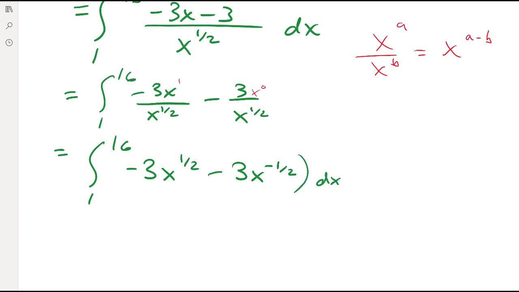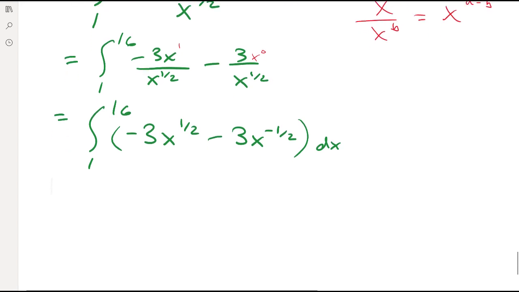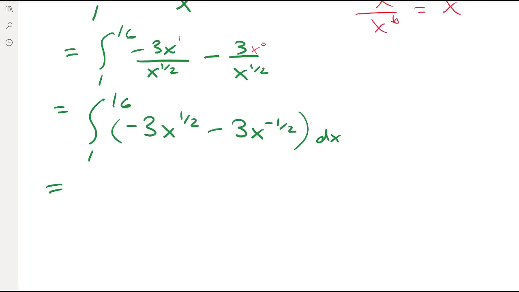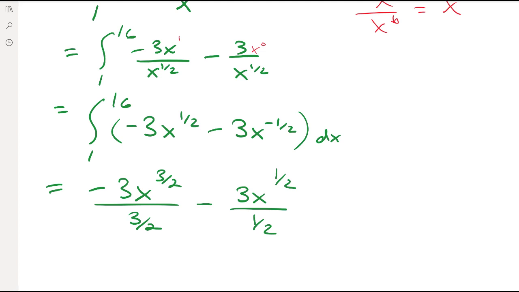Okay. Now we are ready to integrate. Here we go. We get a negative 3x, add 1 to 1/2, you get 3/2, divided by that same 3/2 power, minus 3x, add 1 to a negative 1/2, you get a positive 1/2, divided by 1/2. There's a plus c, but it's going to go away. And we need to evaluate this from, not t, but x equals 1 to x equals 16.